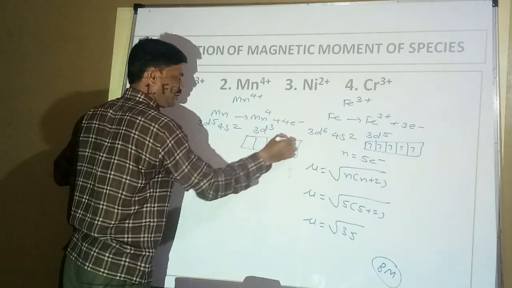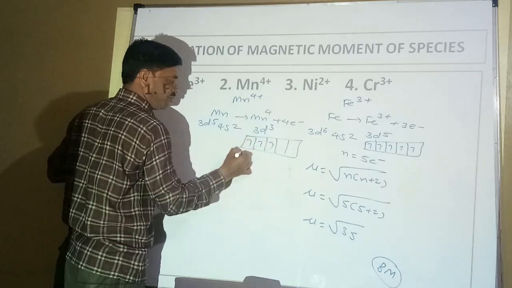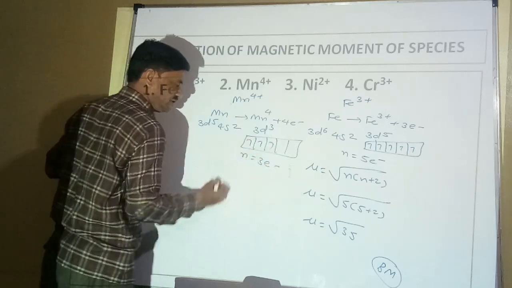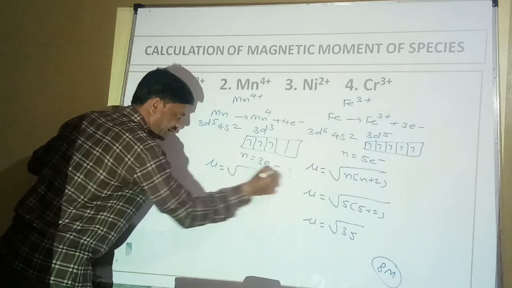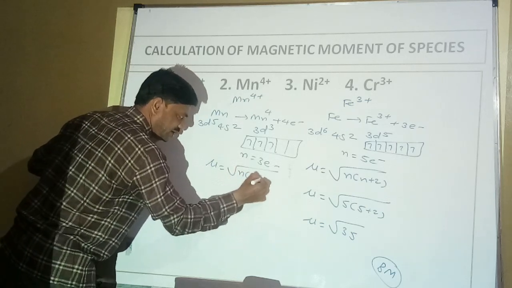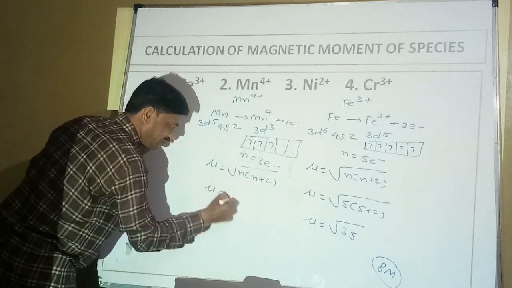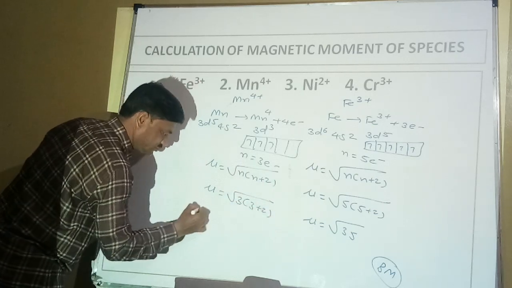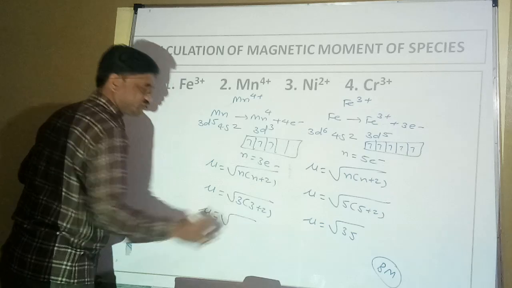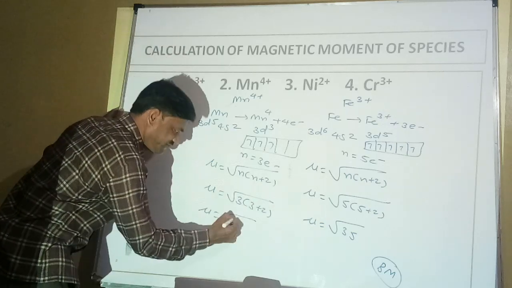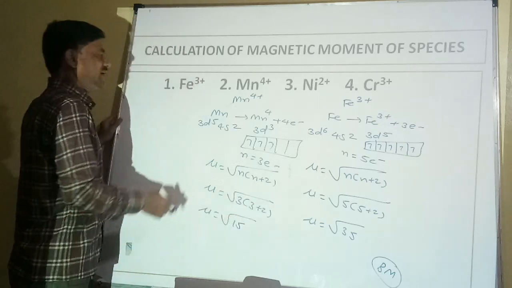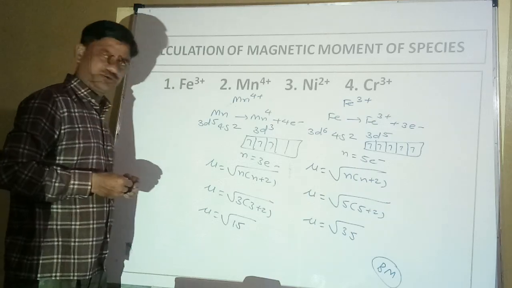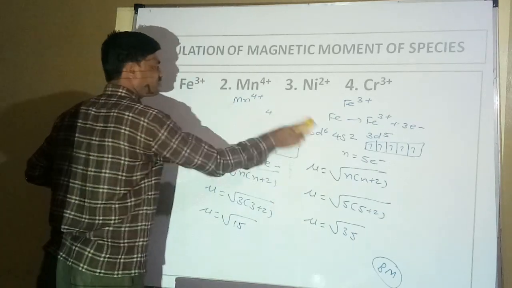Now indicate the 3d3 configuration on paper. How many unpaired electrons are there? 3. So what can we write? Magnetic moment mu is nothing but under root n in bracket n plus 2. Put the value here, n equal to 3 in bracket 3 plus 2. So what are you getting here? 3 plus 2, 5. 5 3s are 15. Remember this one.